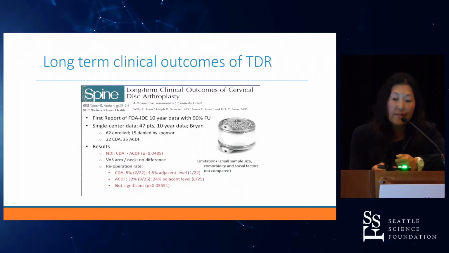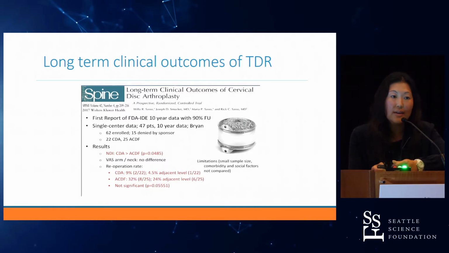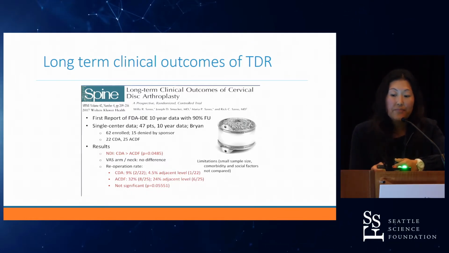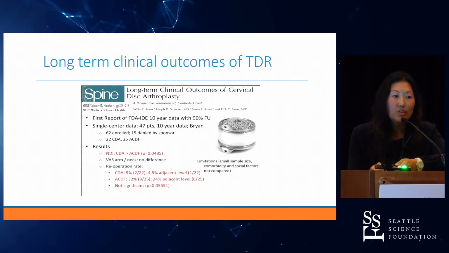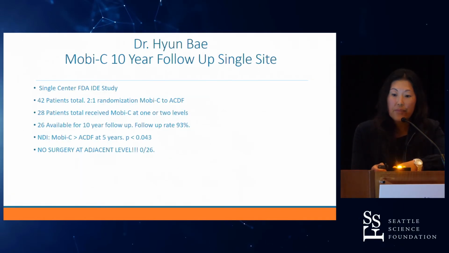And here is the first report of 10-year data. If this was my 10-year data, and I could look back and honestly say I had one patient that needed surgery for adjacent segment disease in my total disc arthroplasty group versus 6, that's pretty compelling. It wasn't statistically significant because of the small sample size, but as a clinician, looking at yourself critically, this is again very compelling data.